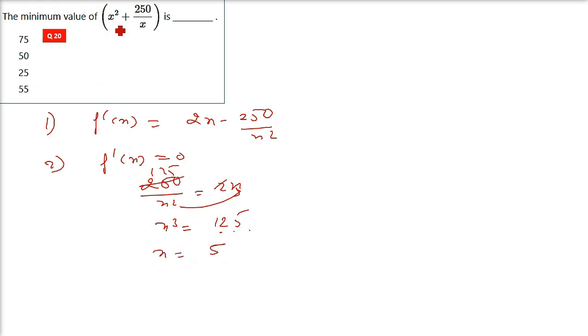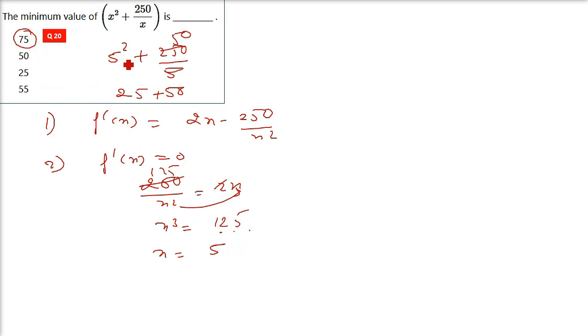Now x equals 5. Just put x equals 5 in the original equation and find out the value. That is, I am replacing x by 5 in the original equation, and this is 25 plus 50, which is 75. 75 is your final answer. Now you can just tick this 75 and go ahead.